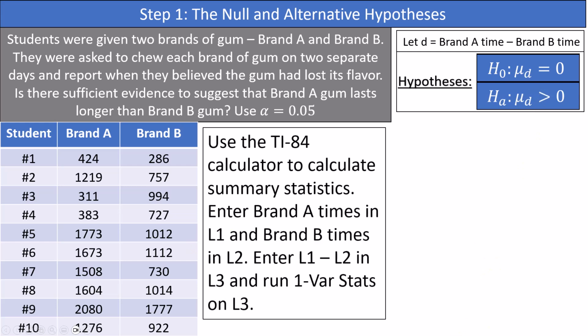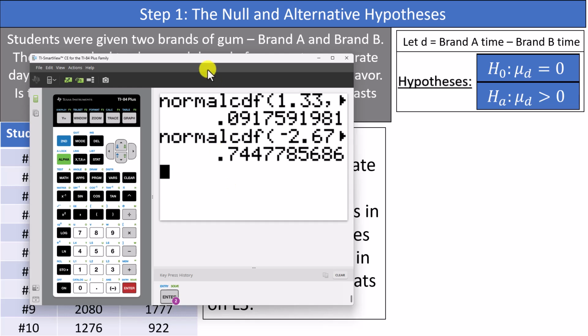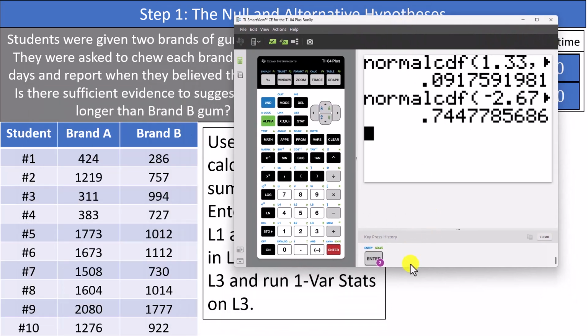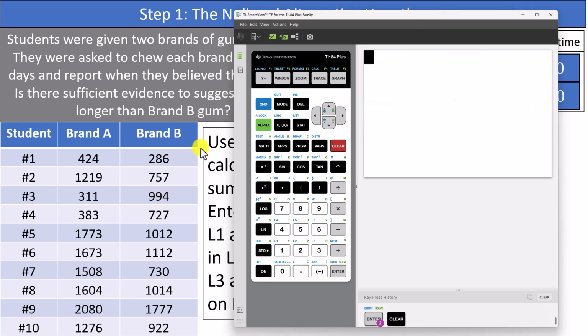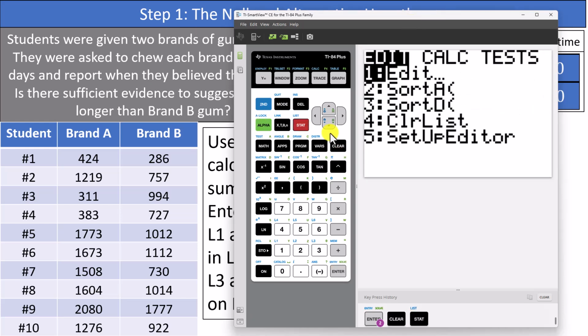Next, we can go to our TI-84 calculator to get the results. So I'm going to grab my calculator. Here it is. I'm just going to move this to the side. And we need to type these numbers into our stat list. The way we can get to our stat list is we can press the stat key, and then the very first option, edit.